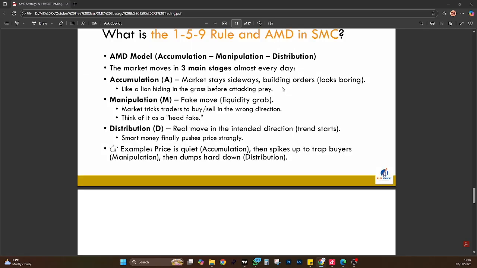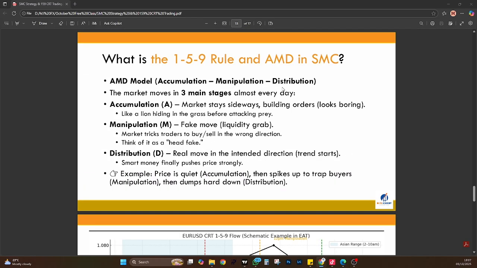And where were we? This is where we left yesterday. And the question is, what is the 159 rule and AMD in SMC? Or how do you incorporate this into SMC? It is very easy.